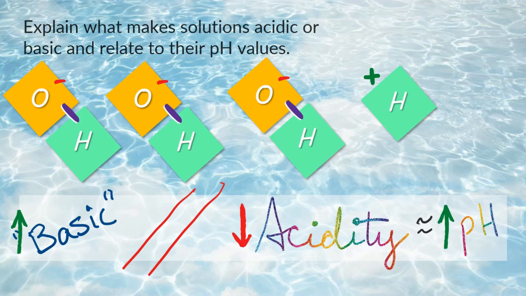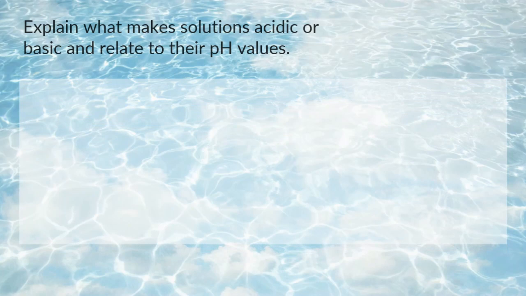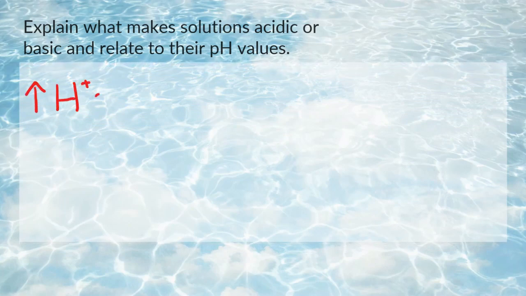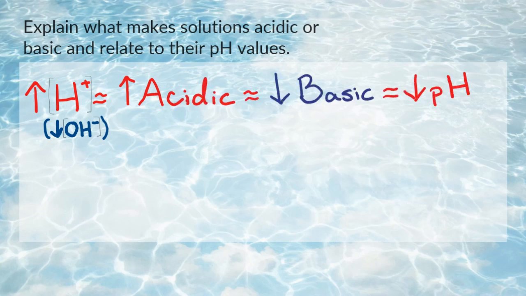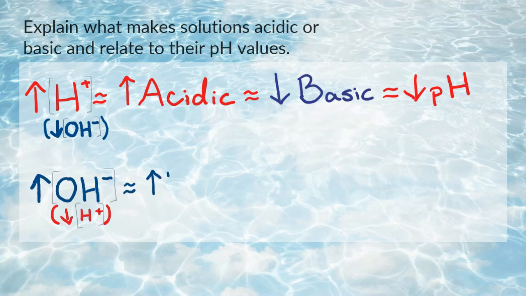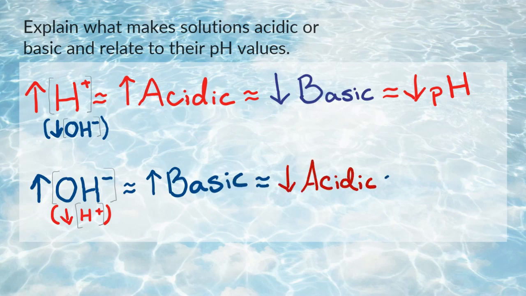So for those of you that like to take screenshots of your notes, I'm just going to write out basically what I just said really quickly in a nice, neat format, where we have the higher our hydroxide ion concentration means the more basic the solution, meaning the less acidic the solution, meaning the higher the pH. So if you want to take a screenshot or copy this down in your notes, go ahead.